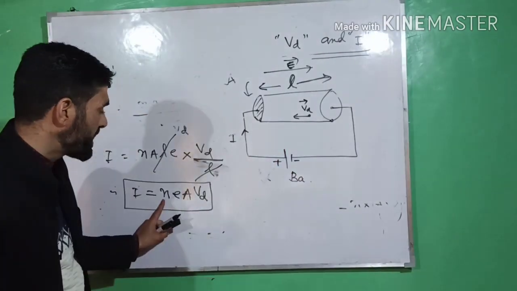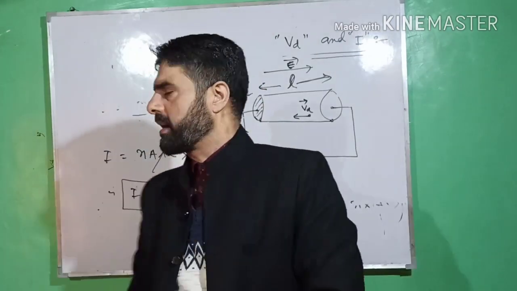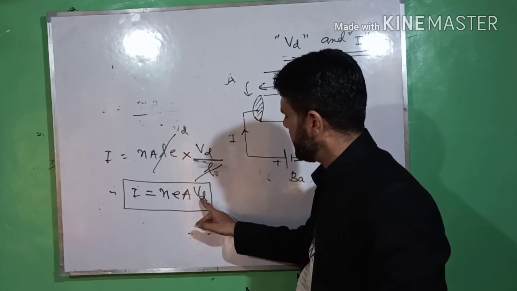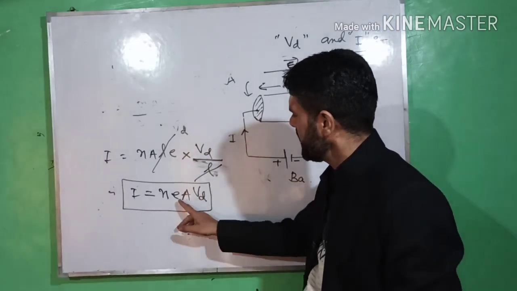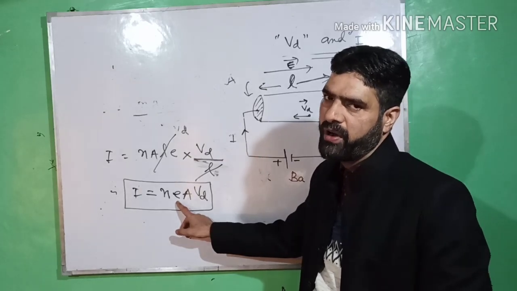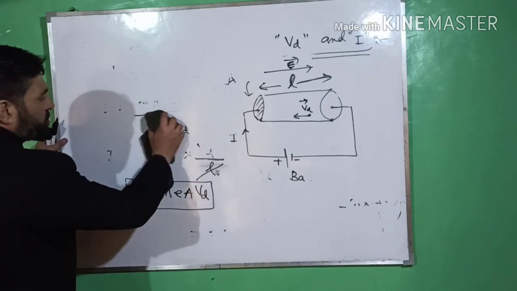It is the electron density, that means number of electrons in unit volume of this conductor, and A is the area of cross section, that is this, and Vd is drift velocity of electrons, and e is the magnitude of charge of an electron, and that is 1.6 into 10 to the power minus 19 coulombs. Hope you have got this question.